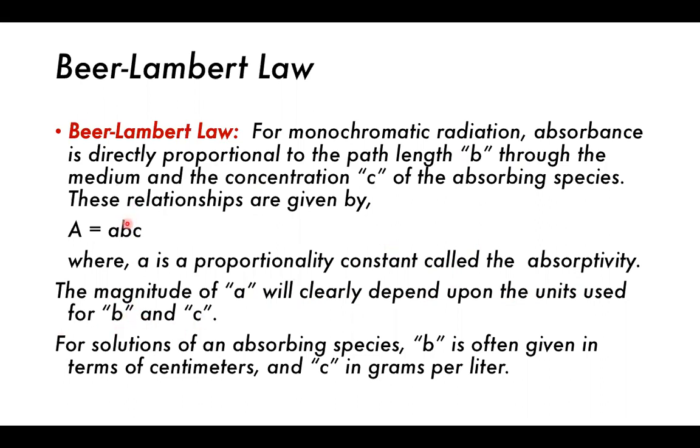So b is the path length, typically in centimeters, and c is the concentration, usually in moles per liter. For solutions of an absorbing species, b is often given in centimeters and c in grams per liter. This is not for the molar absorptivity. There's another version, which we'll see later, which is the more common version. But this is the basis of it, the traditional version.